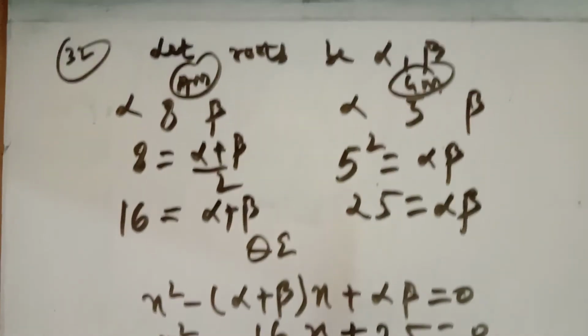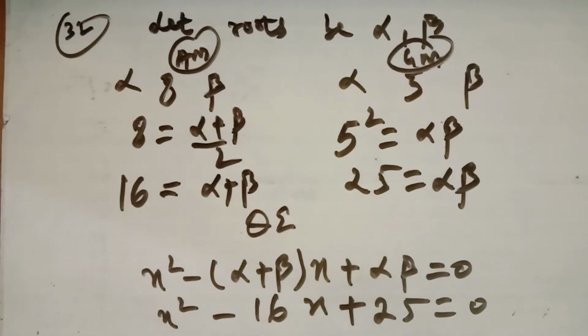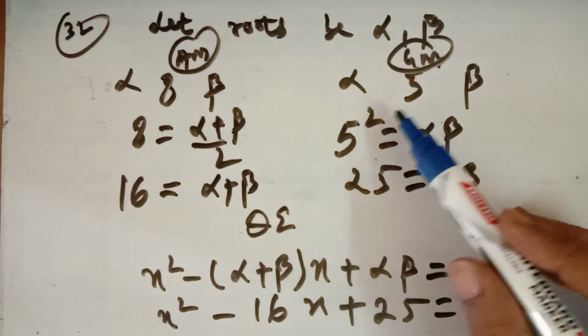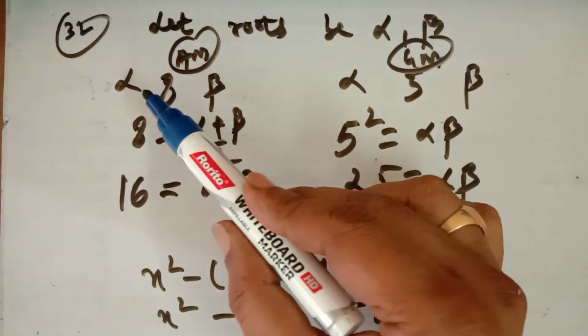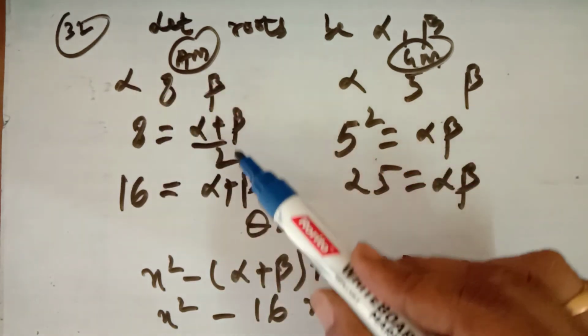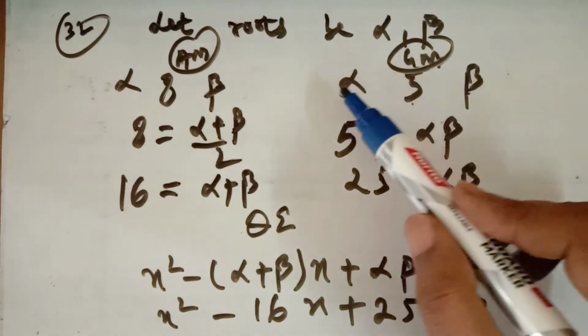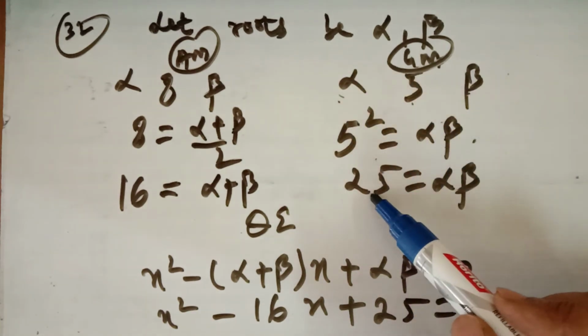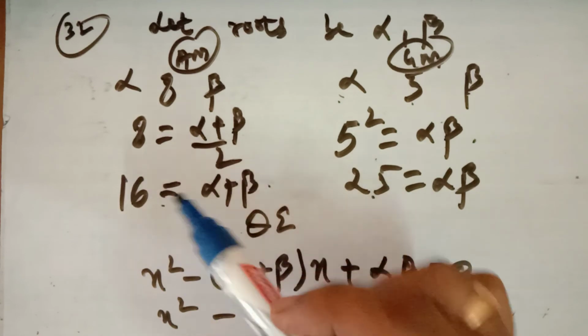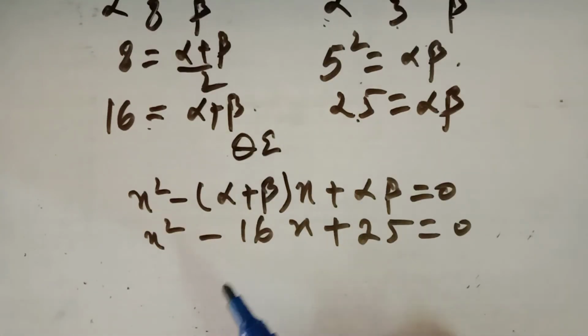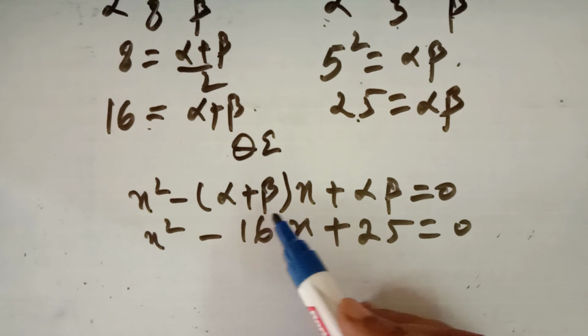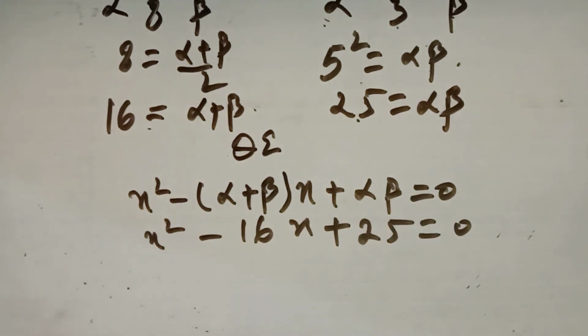Somewhat easy question. It is given that the arithmetic mean of the roots of the quadratic equation is 8, and the geometric mean of the roots is 5. So we know that arithmetic mean is the average of the two numbers, that is alpha plus beta upon 2, and for the geometric mean, the square of the middle term is equal to the product of first and last. So alpha into beta is coming out to 25, and alpha plus beta is equal to 16, and we know that the quadratic equation is x square minus sum of the roots into x plus product of the roots is equal to 0, where you have replaced the values of alpha plus beta and alpha into beta.